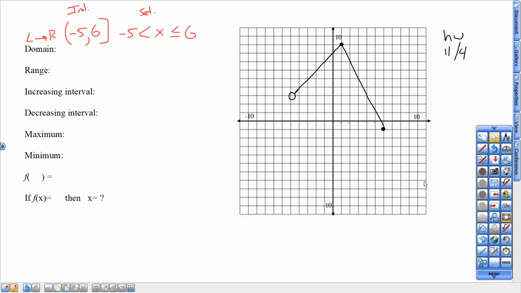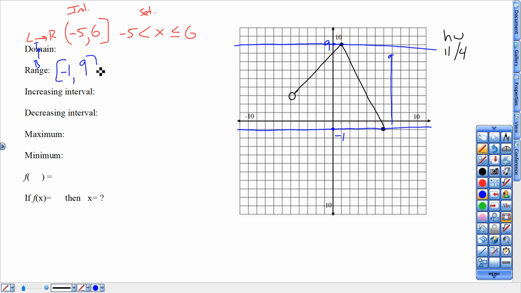All right, range. Range is measured from bottom to top using the y-axis numbers. So if I do my range, I'm looking at this bottom border going through this -1 on the y-axis to this top border going through 9 on the y-axis. That is my range. So if I do that with brackets, that's going to be a square bracket on -1, comma, all the way up there to 9, square bracket. If I did that in set notation, -1 less than or equal to x, less than or equal to 9.